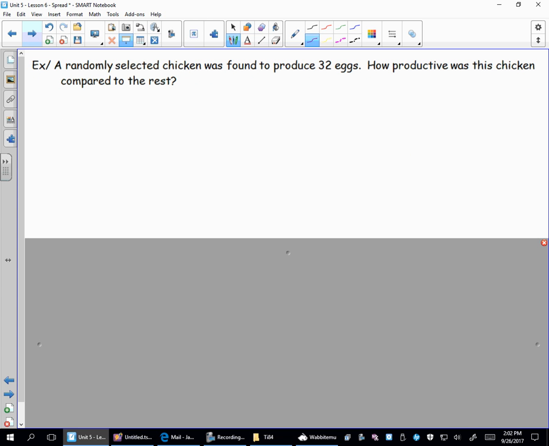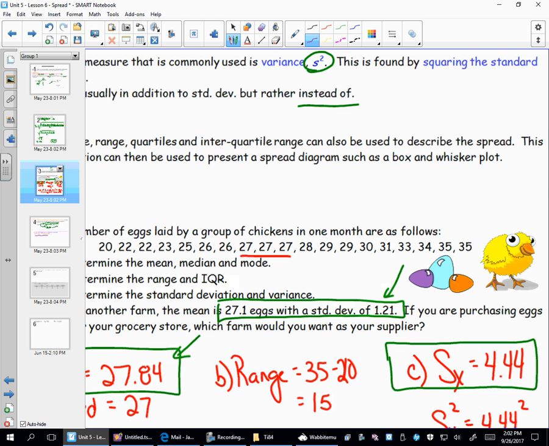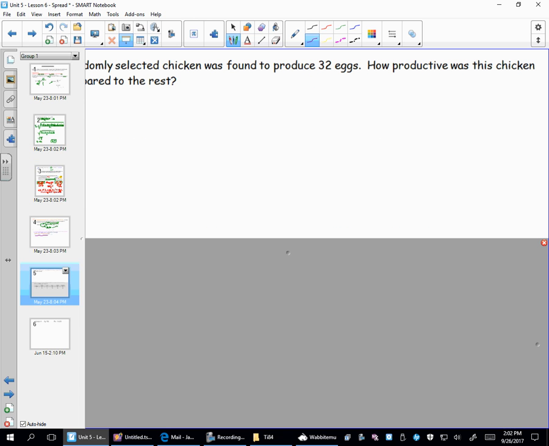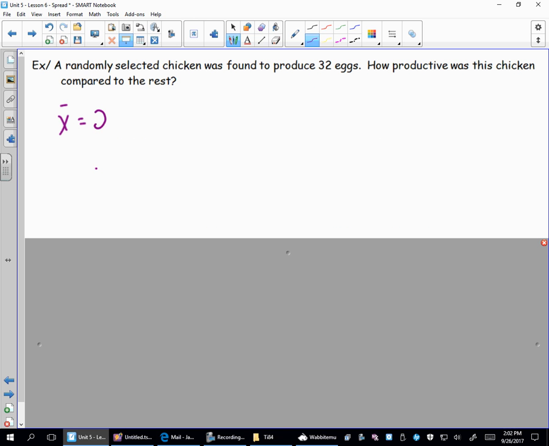All right, so how do I work this? I got a randomly selected chicken. It was found to produce 32 eggs. How productive was this chicken compared to the rest? And let's do it in terms of farm number 1. So my farm number 1 average, we'll go back for a second here, was 27.84 and a standard deviation of 4.44.